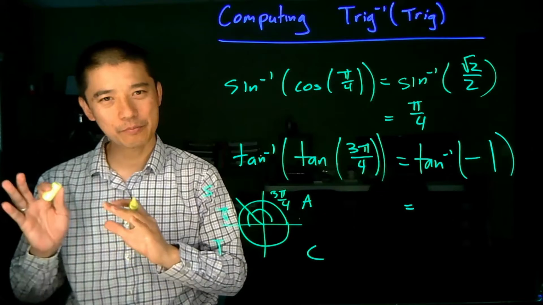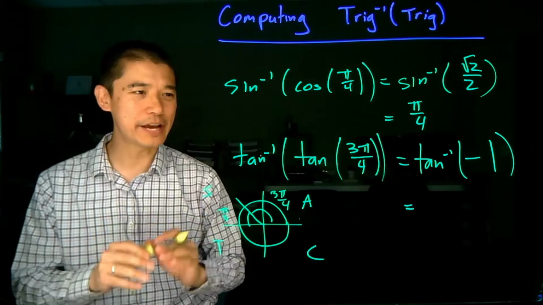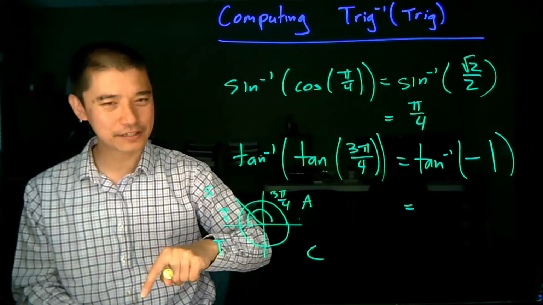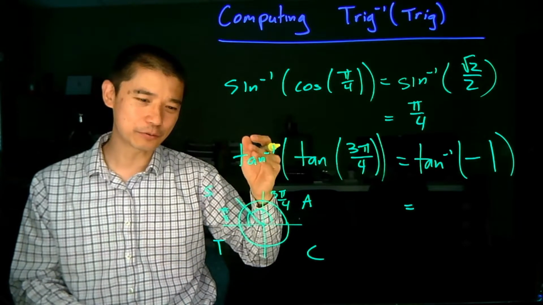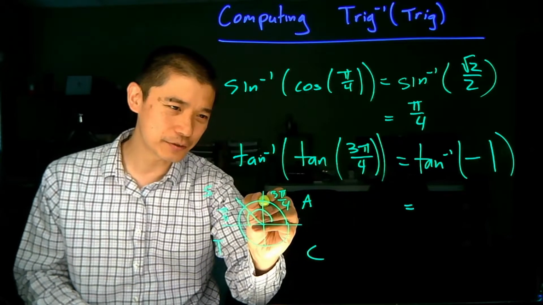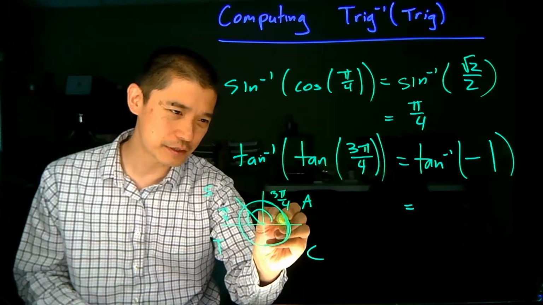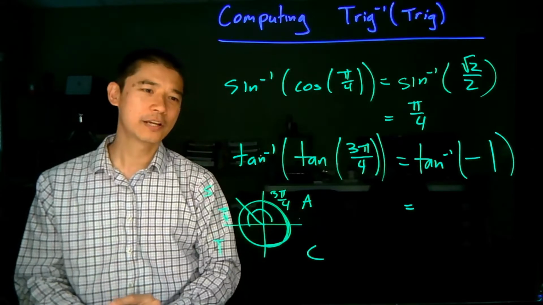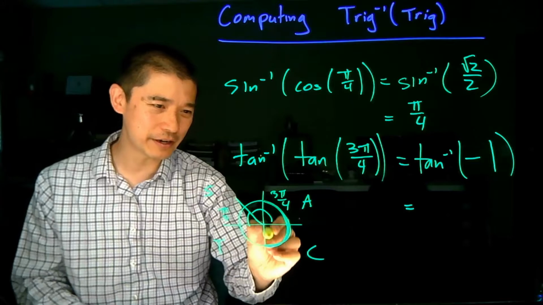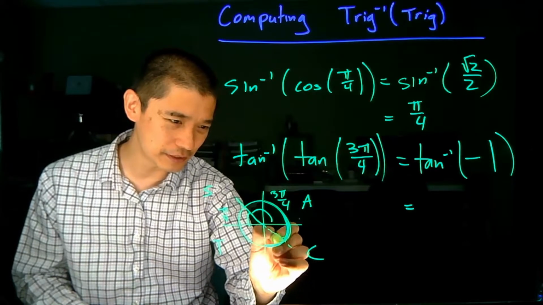And here's where paying attention to the domain and the range matters. Because when we think about the tangent function, for the inverse tangent, we're going to get a result whose angle is between negative pi over 2 and pi over 2. In other words, it's going to be on this part of the circle. And so the question is, for this part of the circle, where are we going to get that negative 1 value? Well, it turns out it's going to be over here, like that.